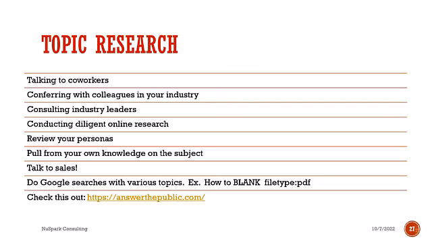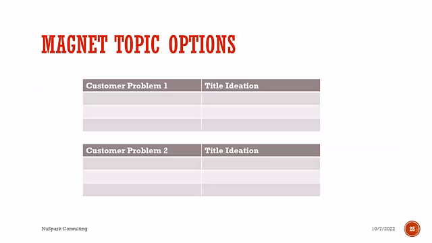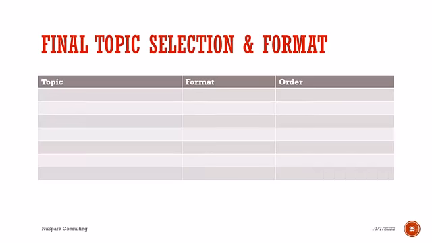Other topic research ideas: talk to coworkers, industry leaders, talk to sales, review your personas. Even check out this website called Answer the Public, which actually gives you other clues and ideas of what people are looking for. And then summarize your customer problems with title ideation that solves those problems. And then you do a final topic selection in a format.